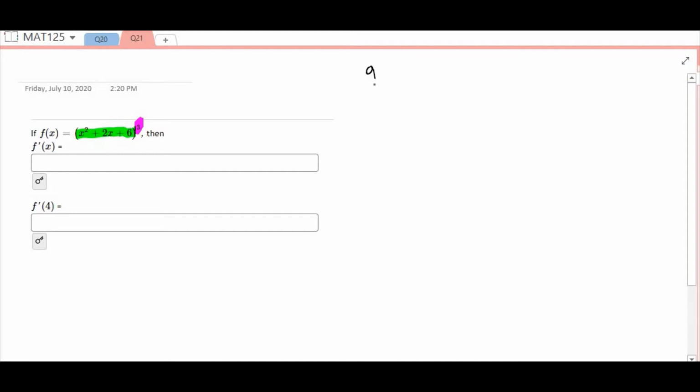As a reminder, if g of x is a function that is equal to something raised to the n power, let's say y raised to the n power, to find the derivative, g prime of x is equal to, we bring the n down times what's inside raised to the n minus 1 times the derivative of what's inside the parentheses. So that's what we're going to follow.